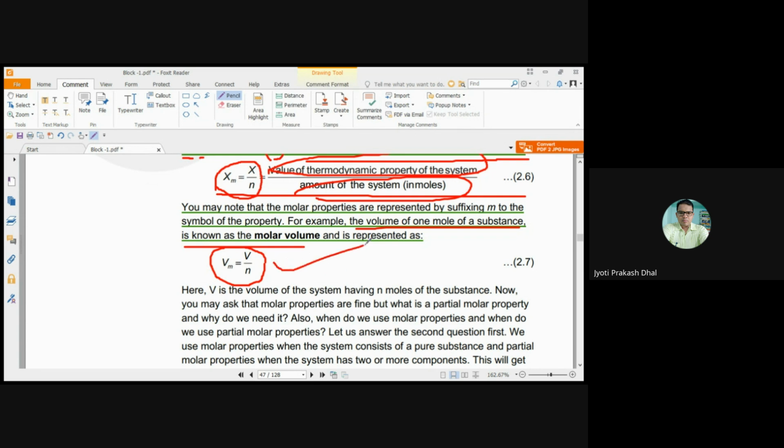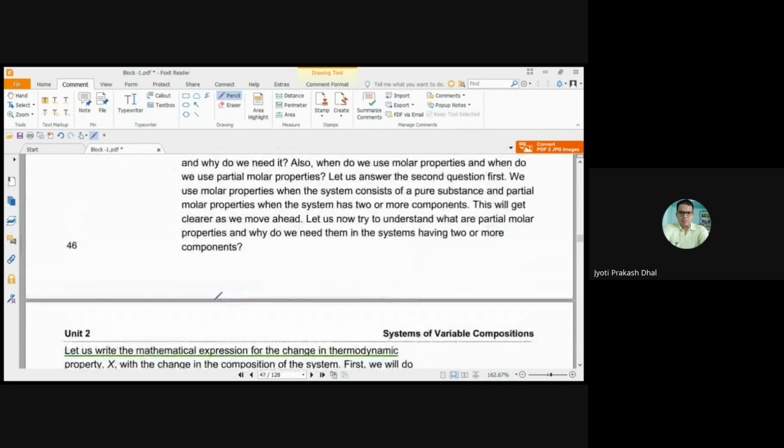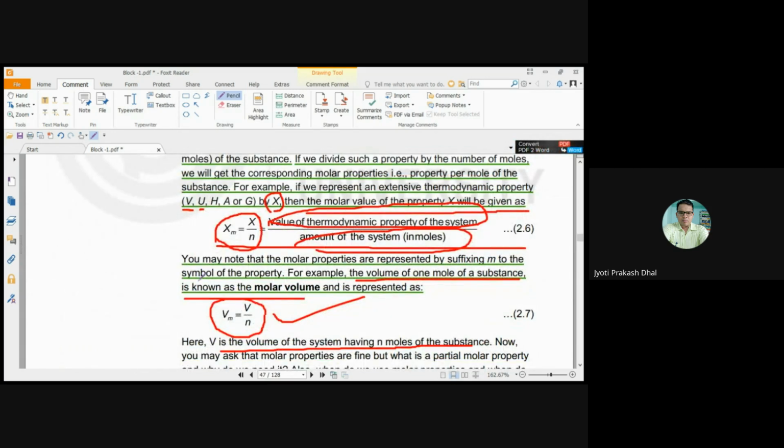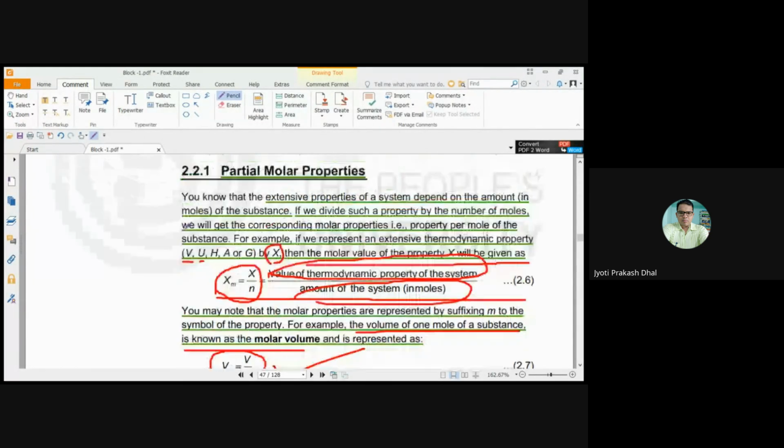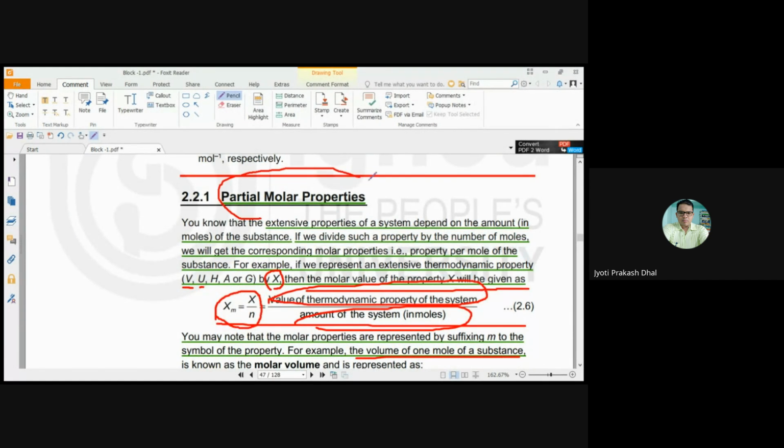Vm is molar volume, and V is the total volume of the system having n moles, and here we are calculating the volume of 1 mole of the substance. So that is called molar volume. And similarly, we can calculate molar internal energy, molar enthalpy, molar Gibbs energy, etc. And partial molar properties are useful for all these extensive properties.